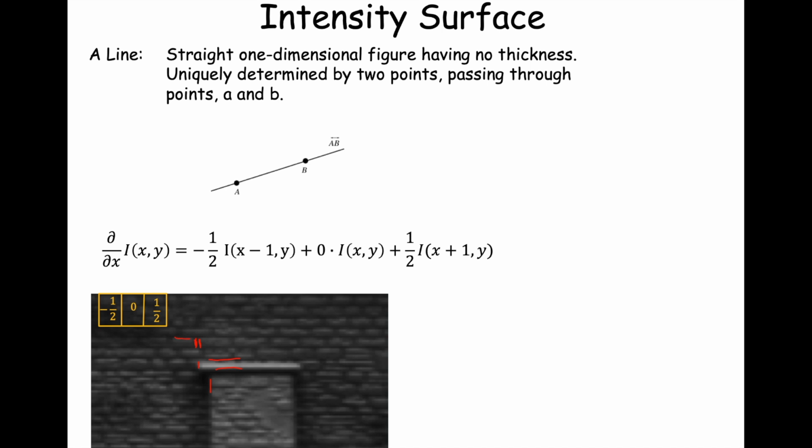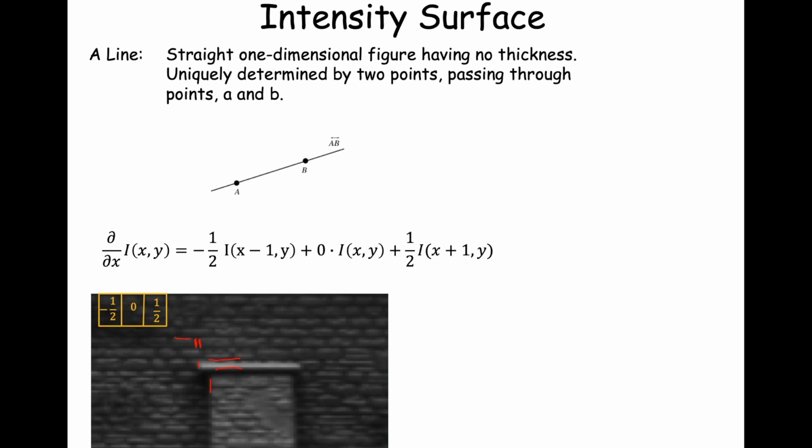So what exactly is this edge or line? A line is a one-dimensional figure that has no thickness and is determined by 2 points that it passes through, so we'll call those points A and B. Now, these points, in our case, just happen to be these slope points, and they're collinear.